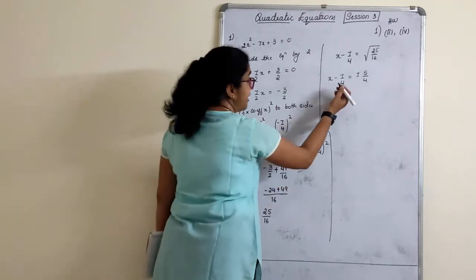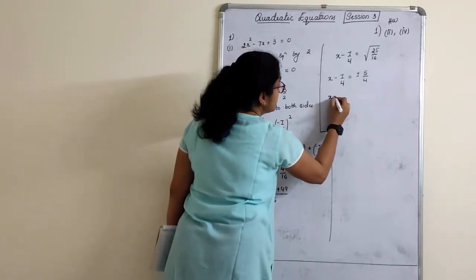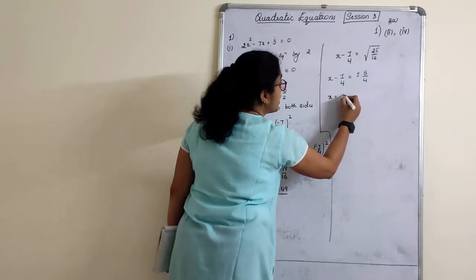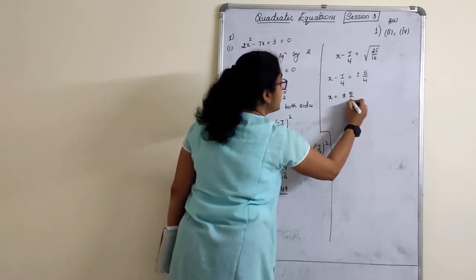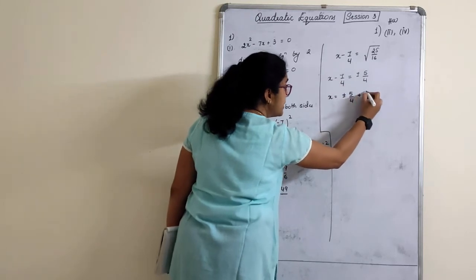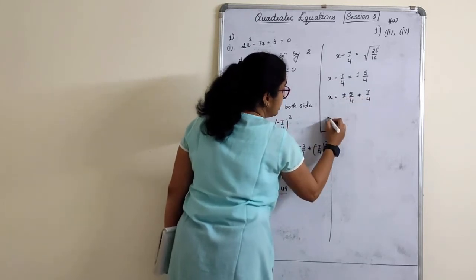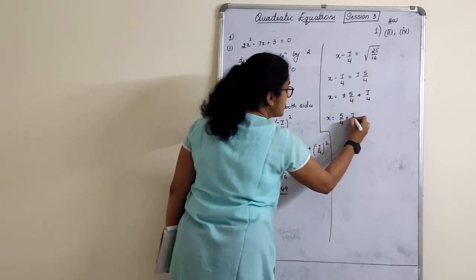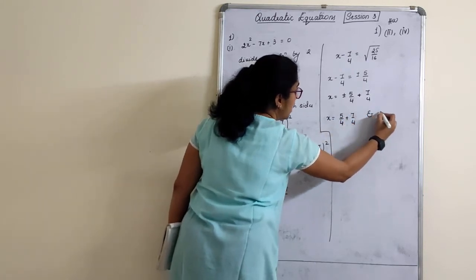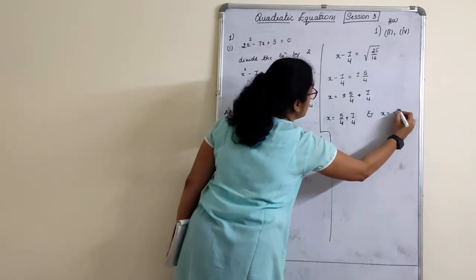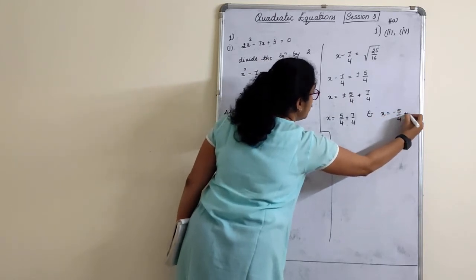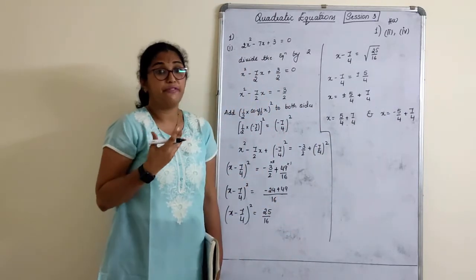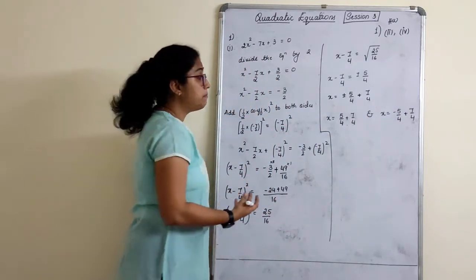Now the final value. x is equal to, I have to transpose here, right? Plus or minus 5 by 4 plus 7 by 4. Now x is equal to 5 by 4 plus 7 by 4, and x is equal to minus 5 by 4 plus 7 by 4. I have to consider 5 by 4 once as plus and once as minus.